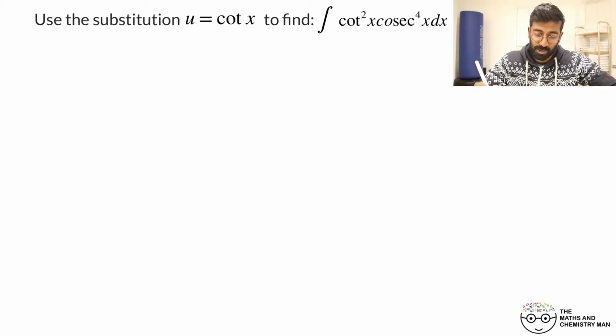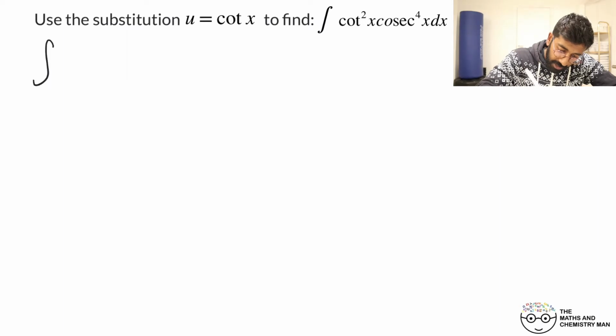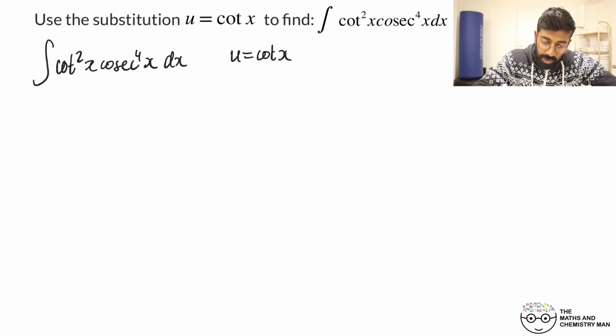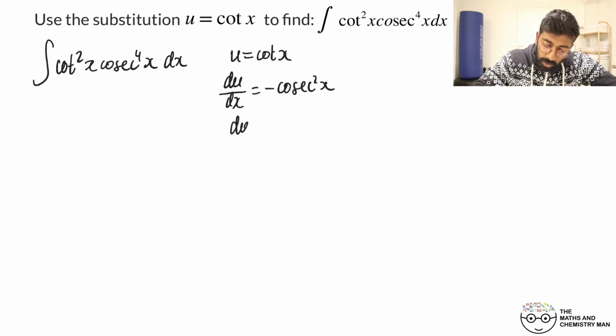Righto, it's solution time. So we need to find the following integral: cot squared x cosec to the 4x. Now when we're doing integration with substitution, we're going to start with our substitution and differentiate it. So du dx is going to equal minus cosec squared x, and then get that equal to dx.